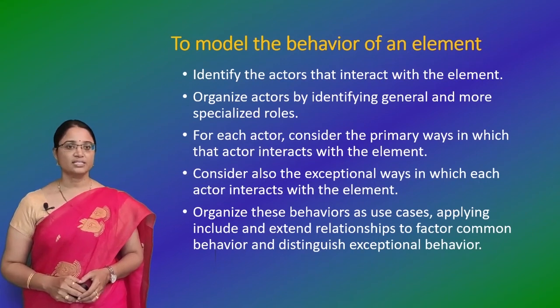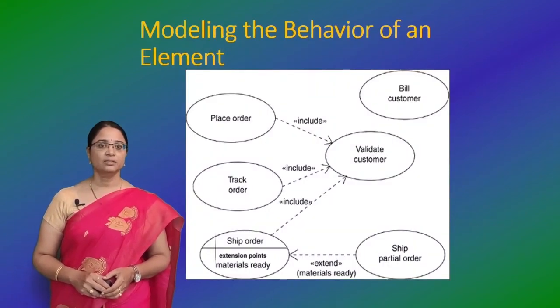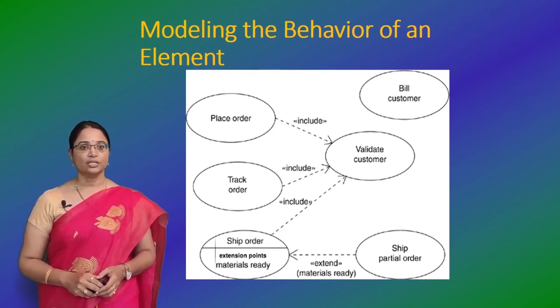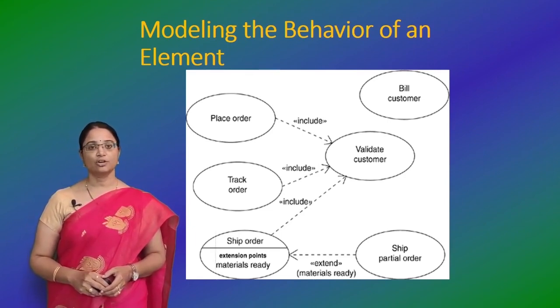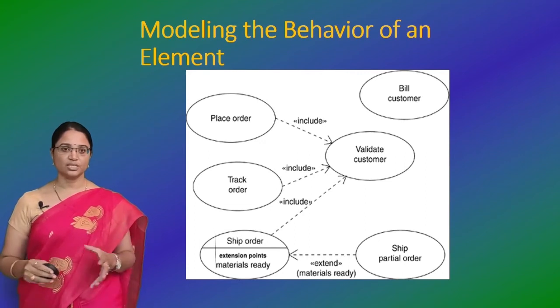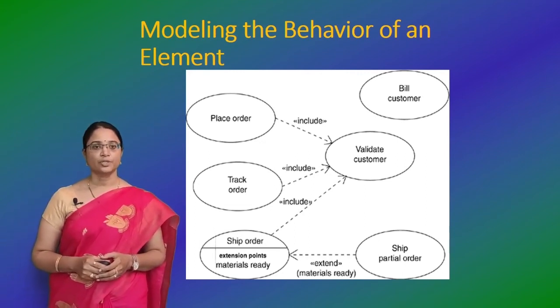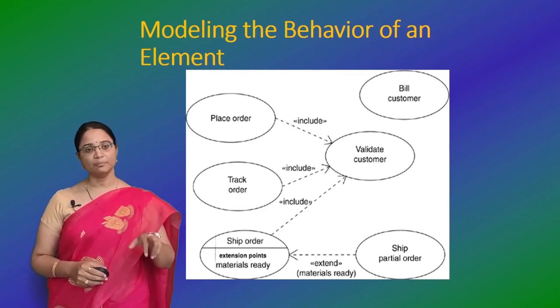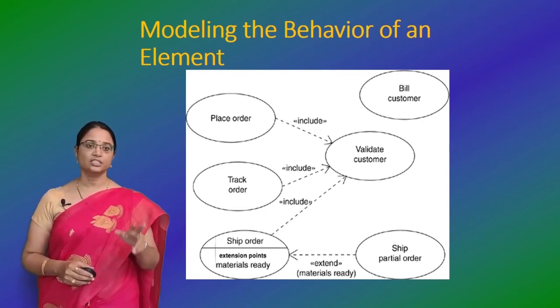So if you consider the example here, we have some customers, validate customer, placing order, track order, ship partial order, and bill customer. These are some of the use cases in a retail system. What is included means if you validate the customer, automatically you can place the order, track the order, and ship the order.